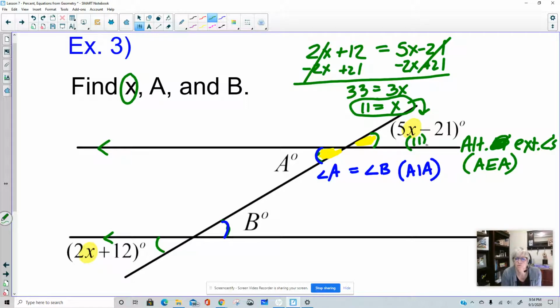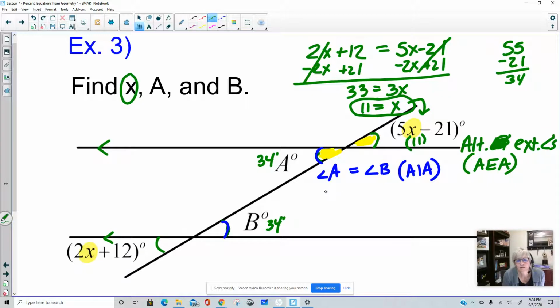Okay, and so we would have angle A and angle B are both 34 degrees. Next problem, example 4. Let's read this together. The measures of angles A, B, C, and D are in the ratio of 1 to 2 to 4 to 2. Find the measure of each angle.